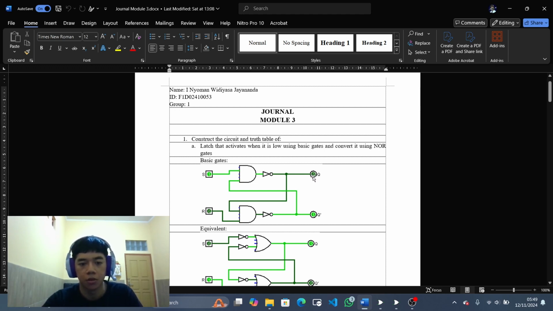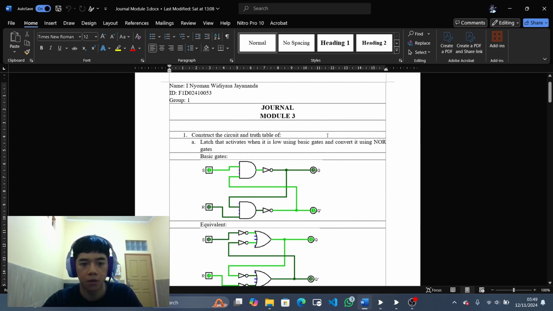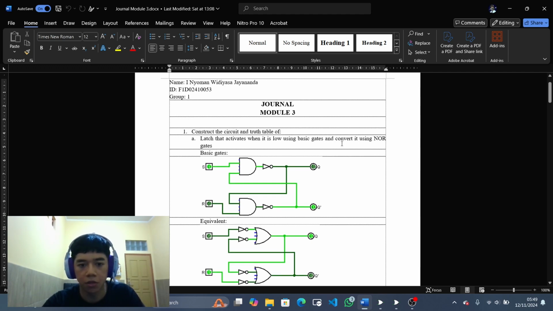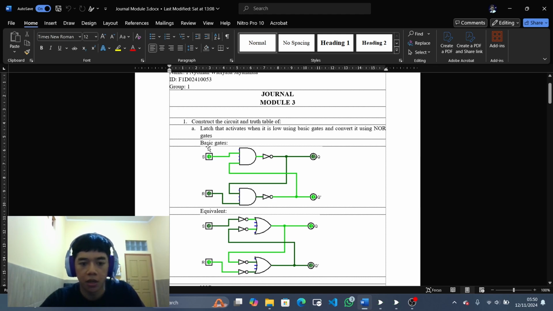These are my explanations of the answers to my journal. For the first one: construct the circuit and truth table of a latch that activates when the input is low, using basic gates and converted using NOR gates. This question asks us to create an active low gate. An active low means that the circuit is high or active when the inputs are low, or have the binary equivalent of zero.